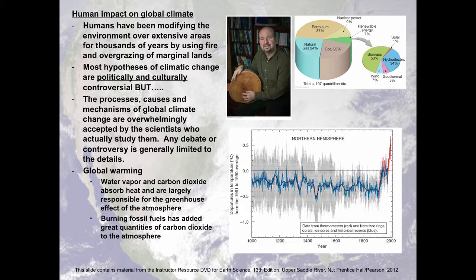Scientists who actually study this, and there are tens of thousands of scientists who study climate change and the systems that are involved in the climate system, all agree that climate change has happened in the Earth's past, that climate change will happen in the Earth's future, and that climate change is happening now. They also agree that the vast majority of the increase in carbon dioxide over the last 150 years is due to human activity.